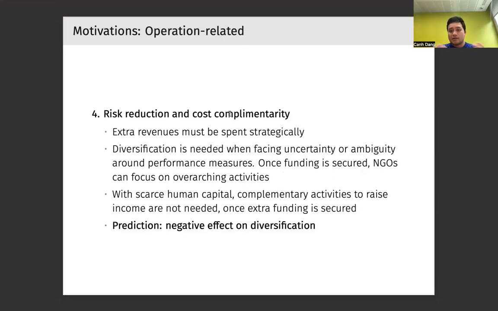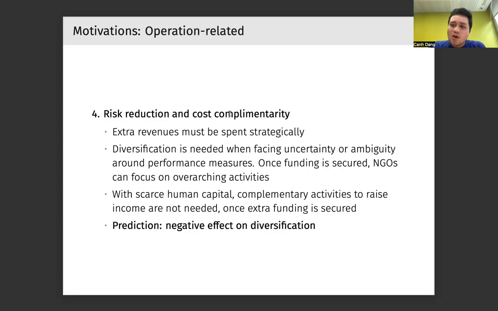The fourth broad motive is operation related motives. So it could be to reduce risk associated with their operations. For example, in the future, if donors would cut off their funding, they're trying to make themselves more open, more accessible to future funding opportunities, or if they are doing a very good job at some activity, they're trying to expand to other related activity to use this cost complementarity, then an increase in funding would have a negative effect on diversification.